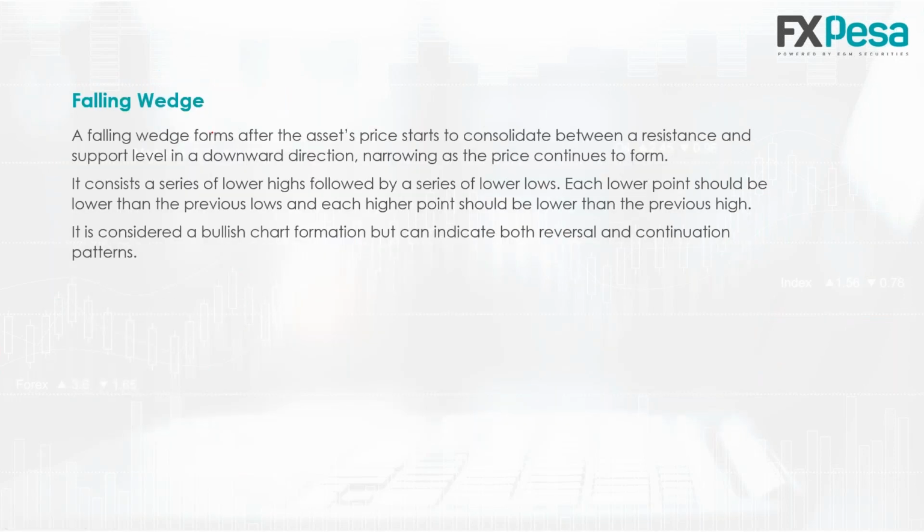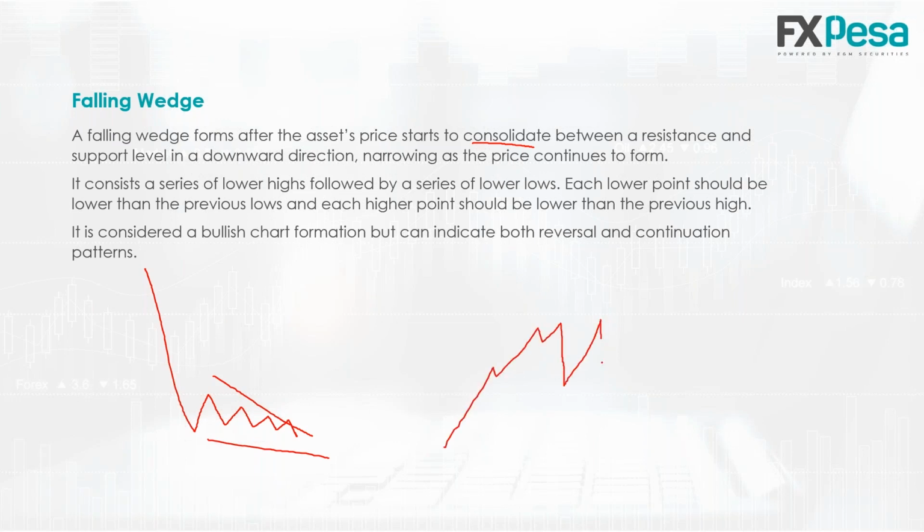Now, let's check out the falling wedge. So again, it forms when we have a consolidation between, of course, a resistance and a support level, and the structure is such that it is a falling wedge, right? That way. Or if it's an uptrend, then you have the price moving this way, for example.